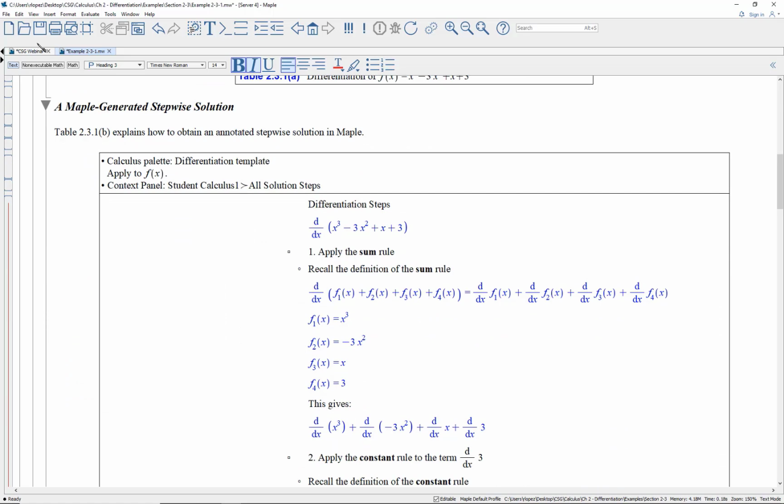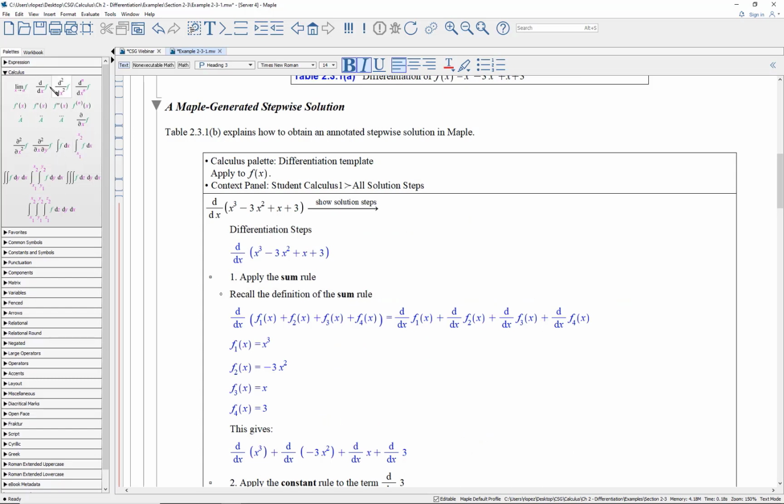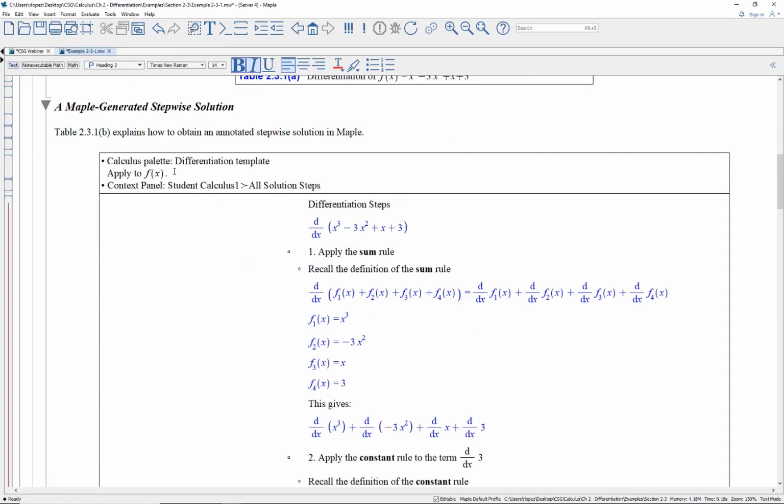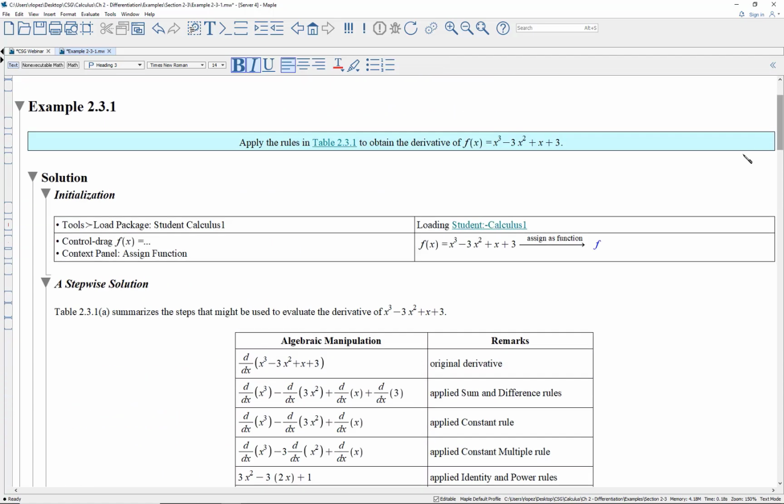Use the calculus palette. All right, so let's take a look at the calculus palette. Here's the calculus palette. You have a derivative operator here. You apply the derivative operator to the expression. And here it's echoed back here. You go to the context panel. You'll see Student Calculus 1 if you've loaded the Student Calculus package, and you'll have the option All Solution Steps. So let's do those two steps. Let's load that package. Let's define that function.